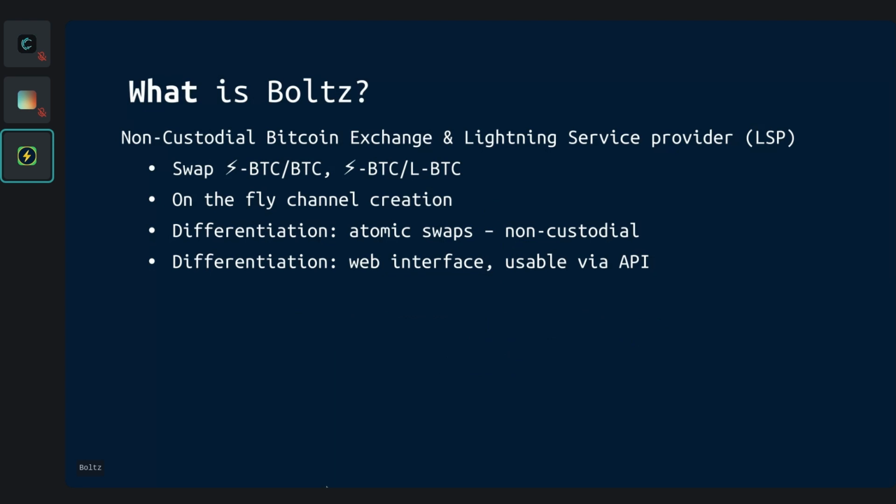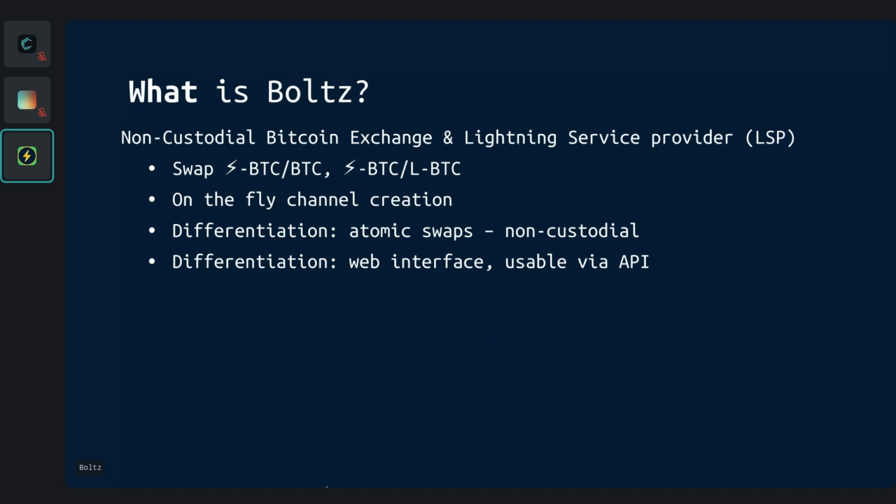So at Boltz, we are a non-custodial Bitcoin exchange and also a Lightning service provider, or LSP for short. And currently we're featuring swaps between Lightning Bitcoin and mainchain Bitcoin, as well as of recently Lightning Bitcoin against L-BTC on Liquid.